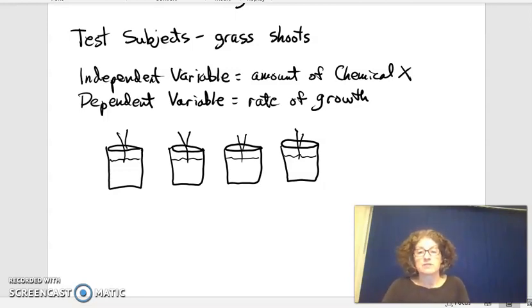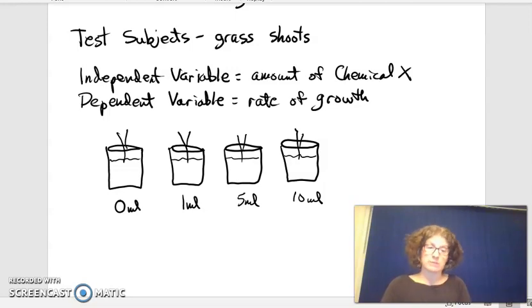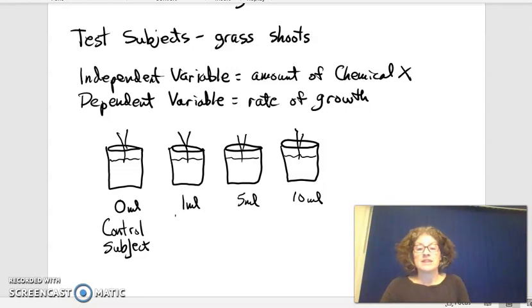And you're going to want to have different amounts of chemical X in each one. So you're going to want to have one that has no milliliters. And then maybe one that has 1 milliliter, and then maybe one that has 5, and then maybe one that has 10 milliliters of your chemical X. Okay. So your 0 milliliter, you may already be on top of this and thinking in your mind, that's the control. Yes, that is your control subject. And these, all three of these, there happen to be 3 levels of test subjects.